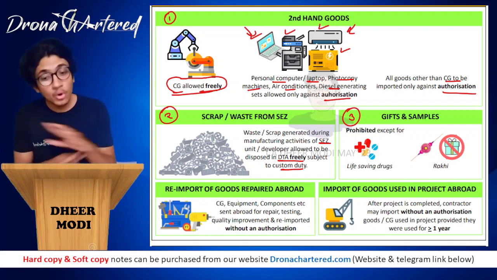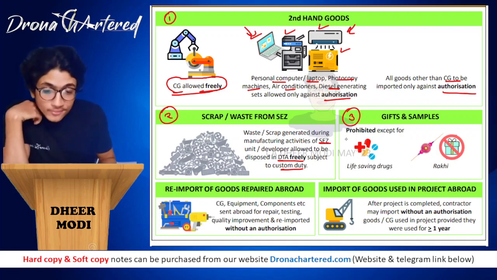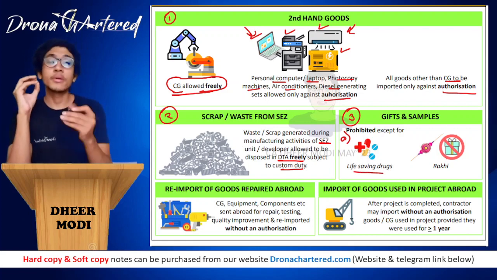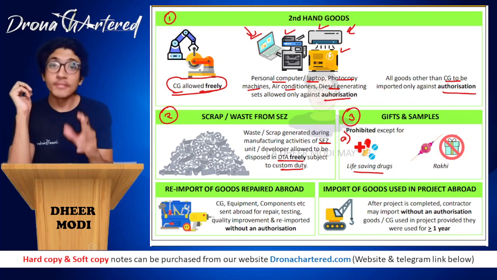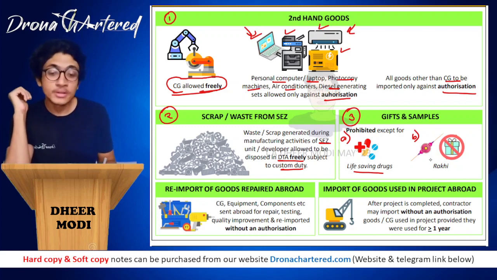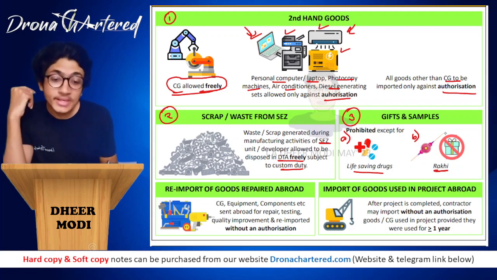Gifts and samples, all of them are prohibited except two items. Your first item is your life-saving drugs. That means your medicines. Any medicines, any medical related drugs which are life-saving is your first exception. And second exception is your Rakhi. Now, what you have to remember in this, Rakhi is exempt. Only and only Rakhi is exempt.